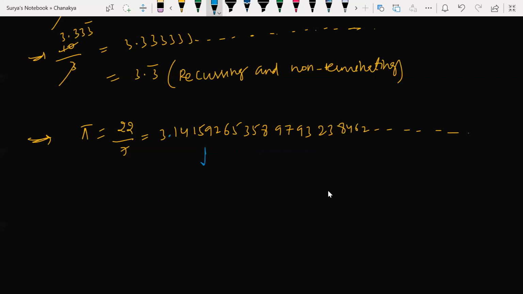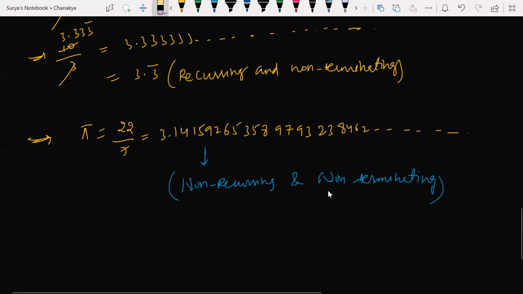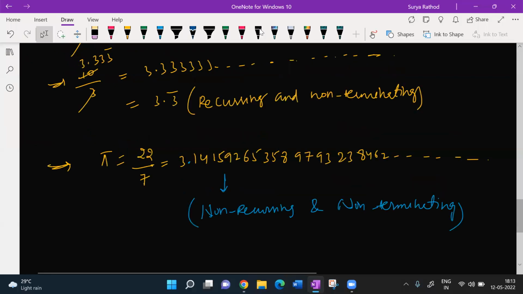So it is non-recurring and non-terminating. Sir, is 22 by 7 rational or irrational? Pi is an irrational number. We have discussed that, right? Pi comes under irrational numbers. Okay. Getting my point?